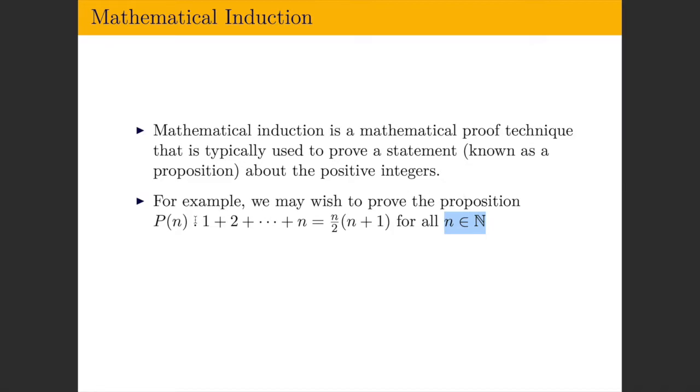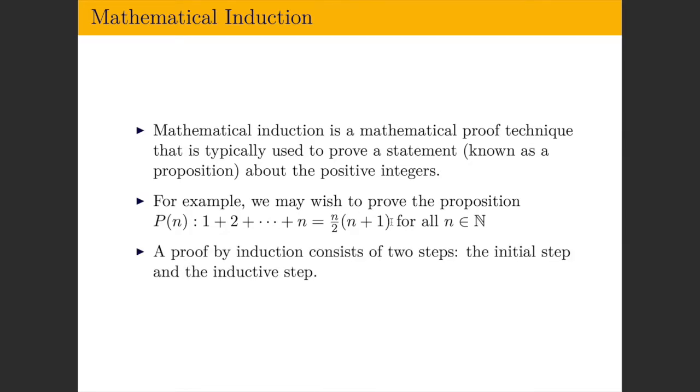And what we actually have here is a little bit of formal notation, P of n, which is a proposition about the natural number, the integer n. And we want to make sure that the proposition that we've just stated here is true for all n in the natural numbers.